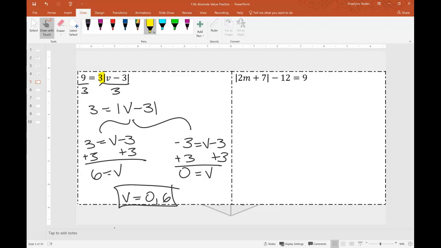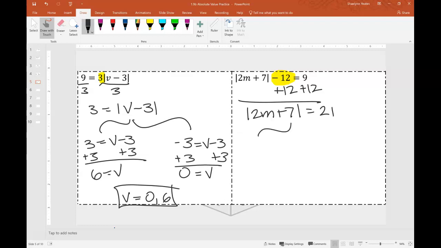All right, on the right equation, I immediately notice there's something I have to get rid of before I can get down to that absolute value. It's that minus 12. From here, I'm going to add 12 to both sides. And I get the absolute value of 2m plus 7 equals 21. So this is where I split. I have 2m plus 7 equals negative 21, and 2m plus 7 equals positive 21.